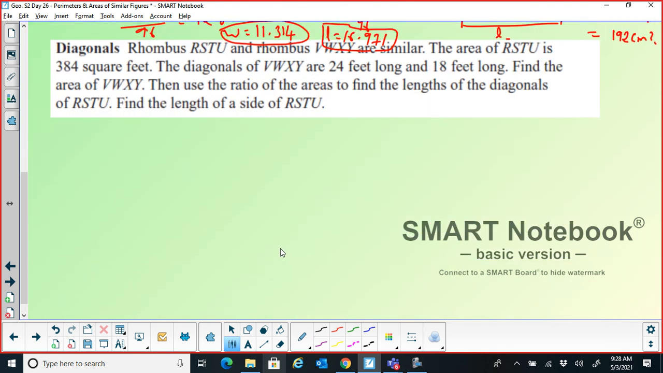Rhombus RSTU and rhombus VWXY are similar. The area of RSTU is 384 square feet. So area of RSTU they have given, and whenever we have area we compare it with the other area. So I'm just writing ahead VWXY.